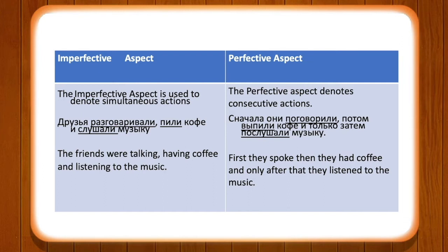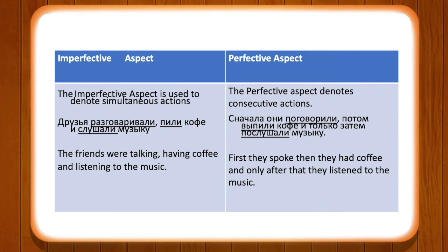The third difference in the meaning of perfective and imperfective aspect is that the imperfective aspect is used to denote simultaneous action and the perfective aspect denotes consecutive actions. Let's see the example. Друзья разговаривали, пили кофе и слушали музыку. So разговаривали, пили, слушали. These three verbs are imperfective, and the use of these three verbs together indicates that the three actions are taking place at the same time.